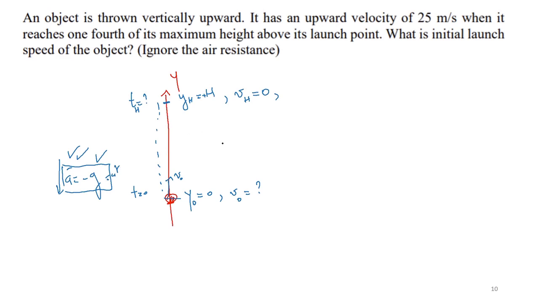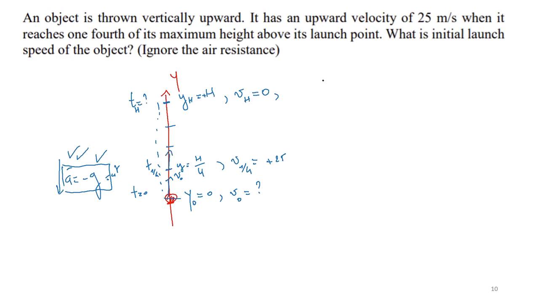Now here I said that it has an upward velocity of 25 meters per second when it reaches 1/4 of its maximum height. So this is the maximum height, h. Let me cut it into 4: 1, 2, 3, 4. So let's say when I'm here at t1/4, what is the y here? It is maximum height divided by 4. And what is the velocity? v1/4. I can call it VA, VB, whatever you want, but let me call it v1/4. It will be plus 25, because it's going upward.